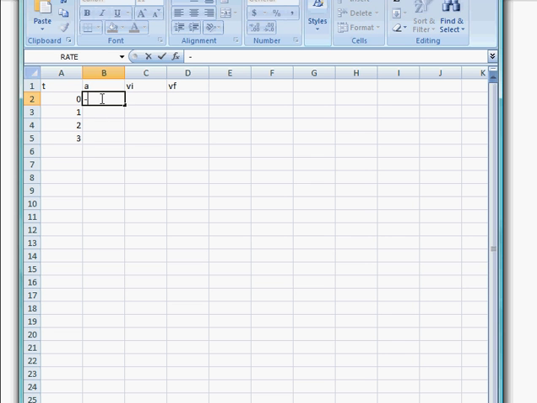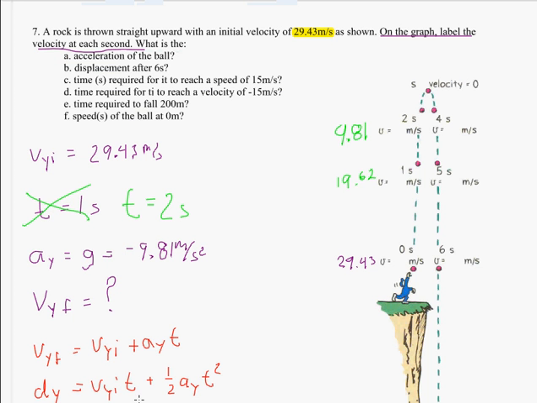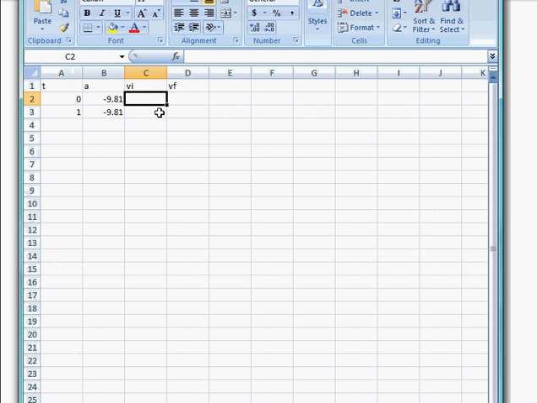And your acceleration, guys, is always negative 9.81. I made a mistake. Negative 9.81. Negative 9.81. I'm just going to stop there. I'm going to delete these, and you'll see why in a second. I'm going to do a neat little trick. Now remember, from this problem, your initial velocity is always this. It's never going to change. So it's going to be 29.43. That's positive 29.43.